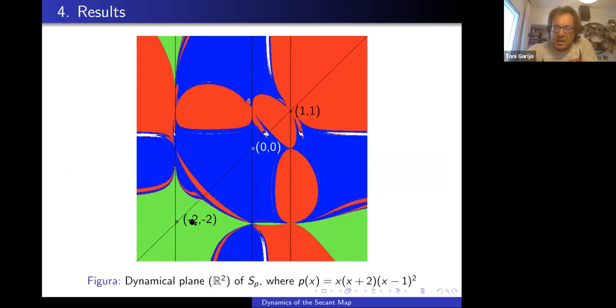This is a dynamical plane of the secant map applied to a polynomial of degree 4 with two simple roots here and here, green and blue, and a multiple root at 1, 1. In this multiple root, look that the point 1, 1 is not in the interior of the basin of attraction. It's possible to start very close to that point and not converge to it. So this is good news from the numerical point of view for the secant map near one of these points.